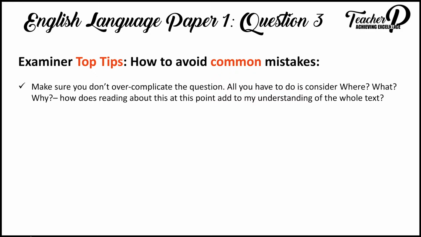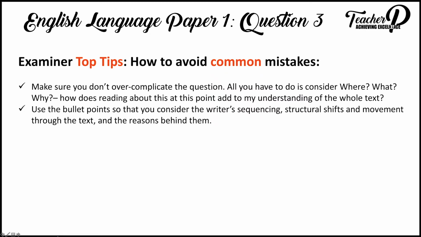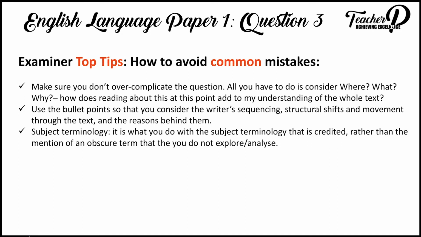So if the writer is using foreboding or foreshadowing at the start, why are they using it, and how is that going to captivate and interest the reader? You should try to consider the bullet points, as that will help you answer the question. So use the bullet points in order to consider the writer's sequencing, structural shifts and movement through the text and the reason behind them. Use subject terminology. Remember, it needs to be structural features. However, you still need to remember that you will not be credited for naming a feature unless you can explain the effects. So explain why the writer's used it.